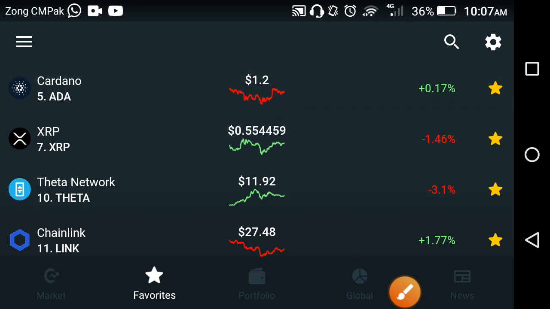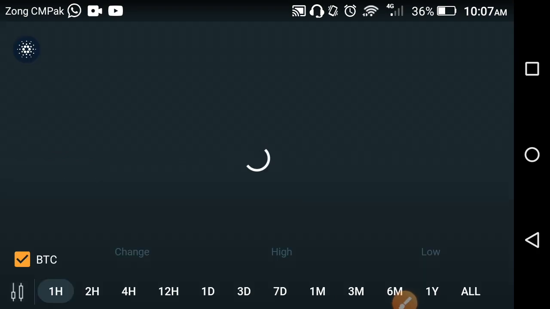Now, live price prediction, live changes that occur in the price of Cardano in the market. Let's see what changes occur in the market of Cardano.